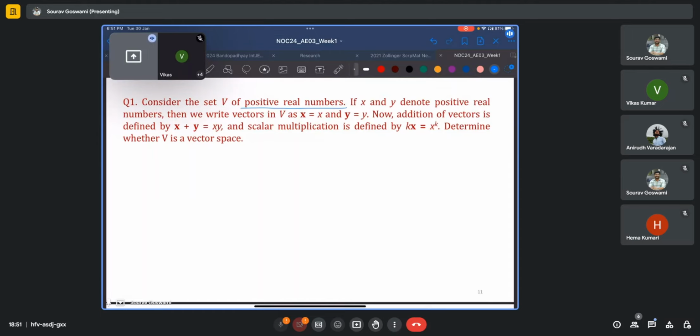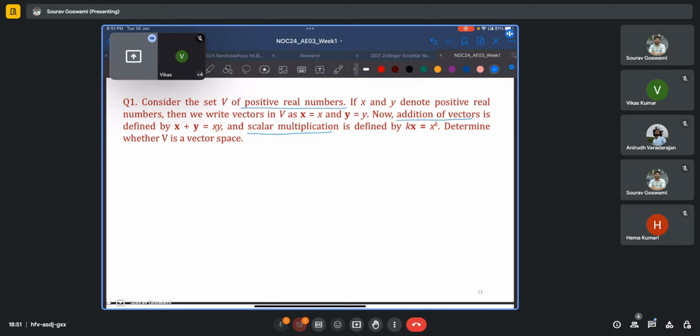Again, they have defined the addition as well. So the addition is defined as the vector x plus vector y equals xy. So the addition of the two vectors will actually produce the product of the two positive real numbers. And the multiplication is defined as any scalar k times the vector x actually equals the positive real number x raised to the power k. So, as I was discussing, not your classical definition of multiplication and addition.